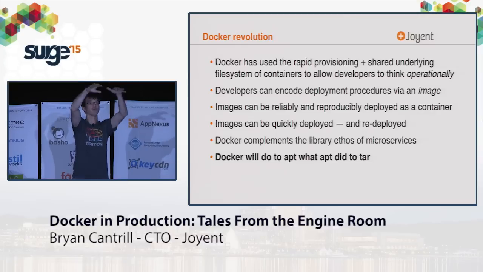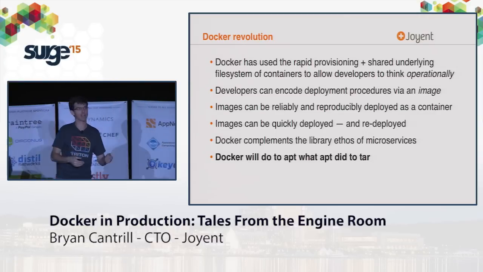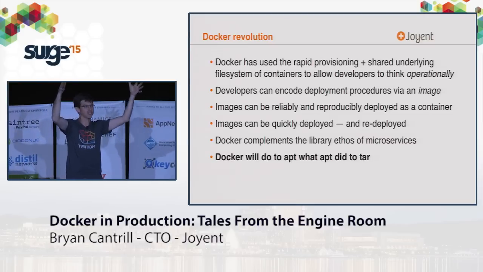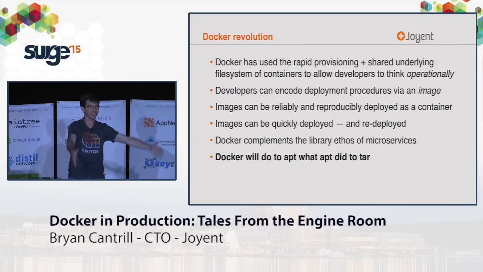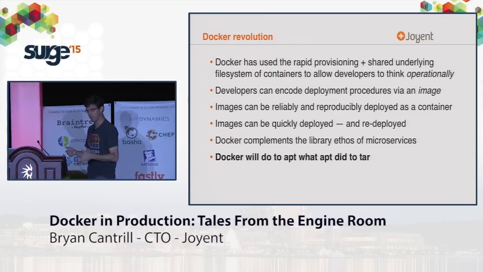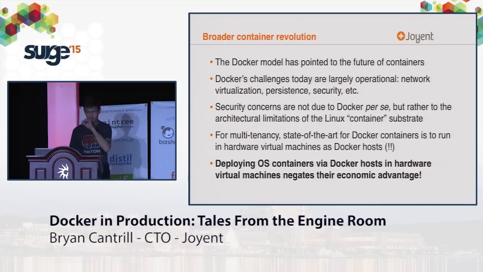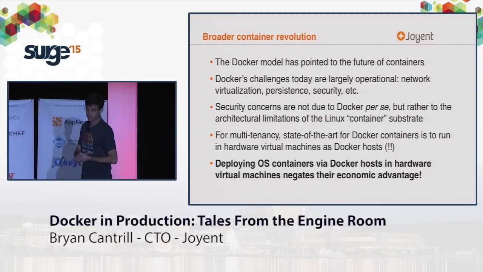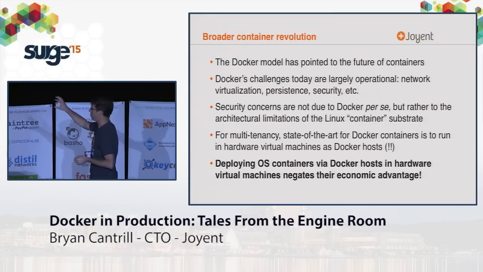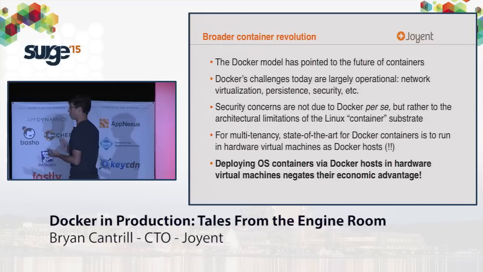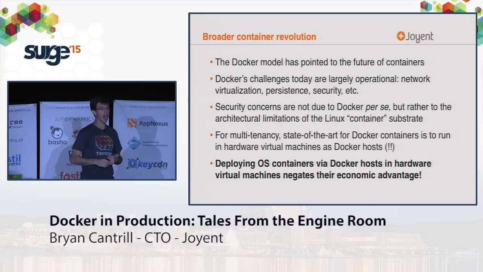And now we're getting above apt with Docker, and we've generated what Roman Shaposhnik of Pivotal has famously called 21st century ELF. We are generating these effectively static binaries that are an image that developers build on their laptop or what have you, and we're going to deploy that into production and get out of some of these problems we've had in terms of dependency hell and upgrades and so on. So I think the Docker revolution is very, very real. And the Docker model and the take-up of that has pointed to the future of containers. And the Docker challenges now are largely operational: network virtualization, persistence, security, and so on.